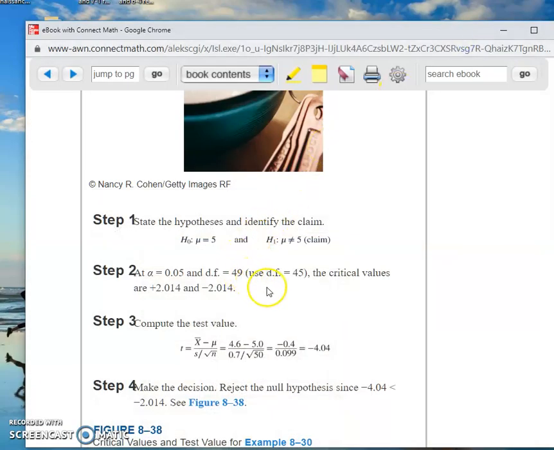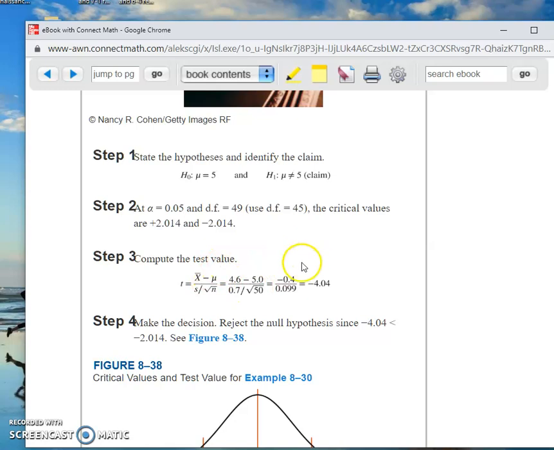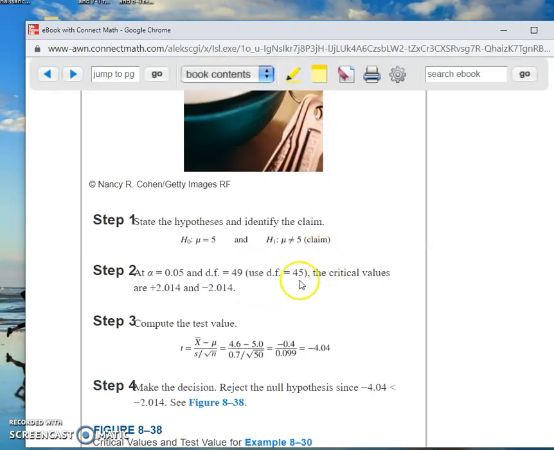Okay, so in any event, we've got the appropriate table. We're going to find the test values, the critical value first. The critical value is 2.014, and it is symmetric, so it's negative 2.014. So where did that come from?